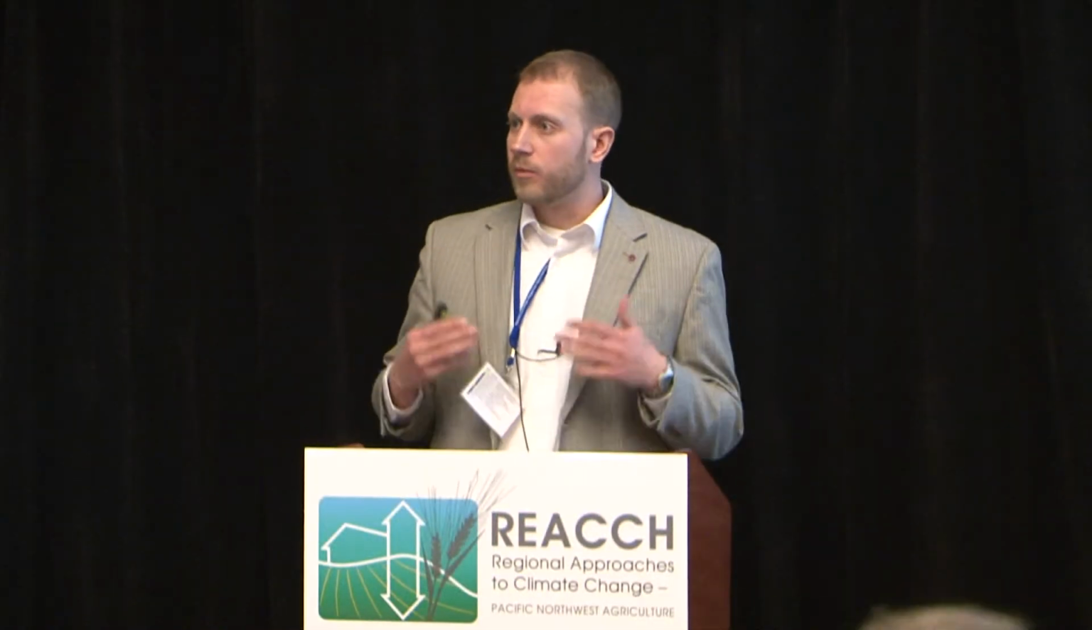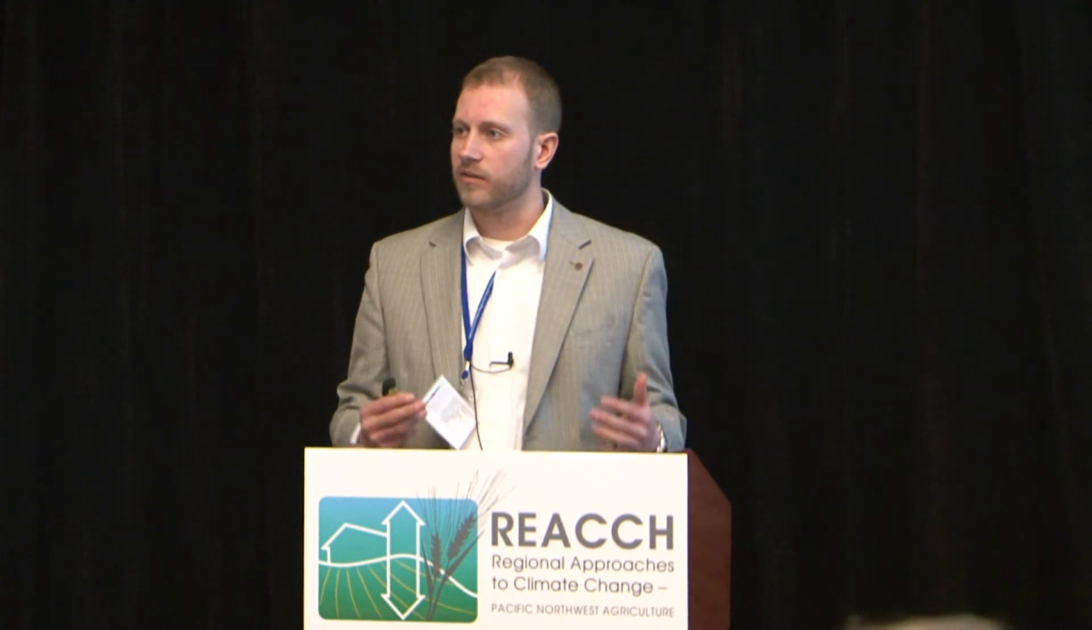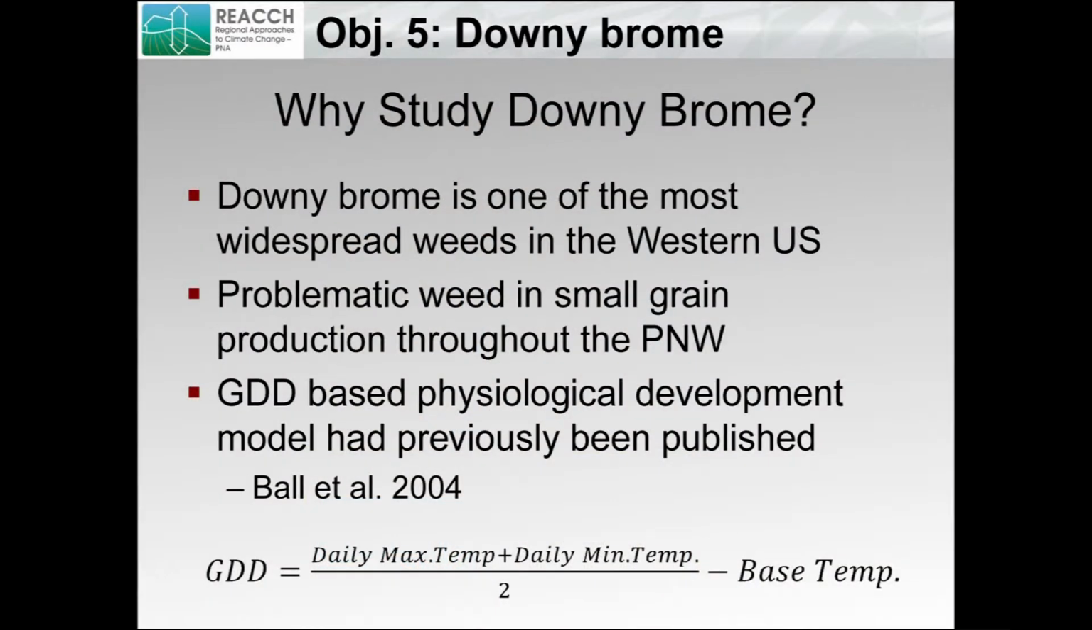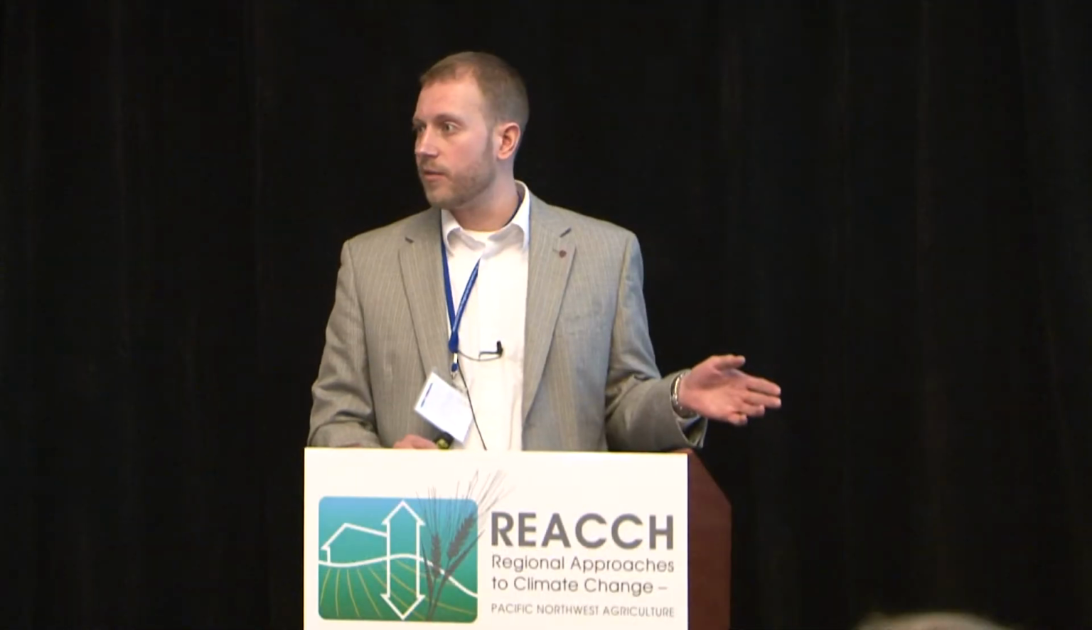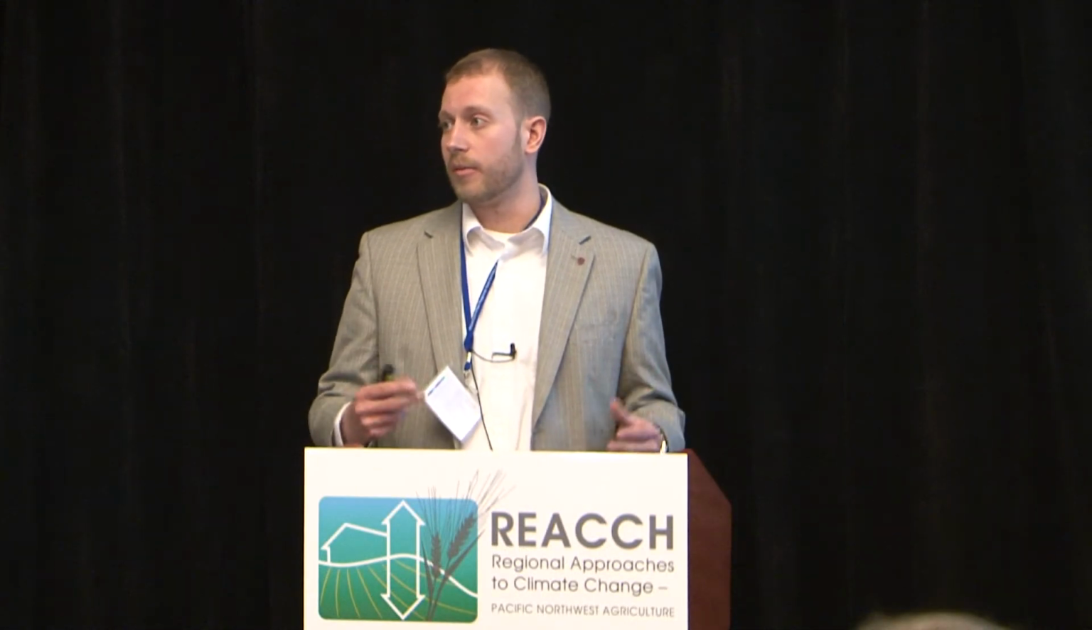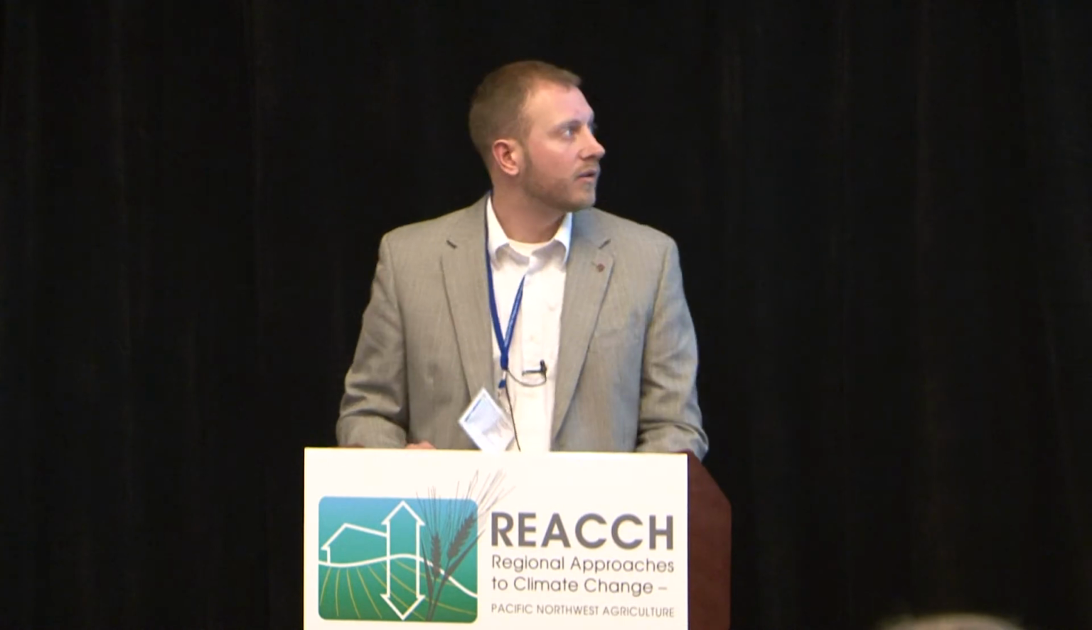So for the majority of what we've done for the weed component of Objective 5, we've looked at this weed species called Downy brome. The reason we've been looking at it is it has a lot of attributes that lend itself to this project. Among them, Downy brome is one of the most widely distributed weeds in the entire western US. You can find it in natural areas, rangelands, CRP, and agronomic areas. And anywhere we look in the Pacific Northwest and small grain production regions, we can find the weed, and not only can we find it, it's also a problematic weed in all those areas.